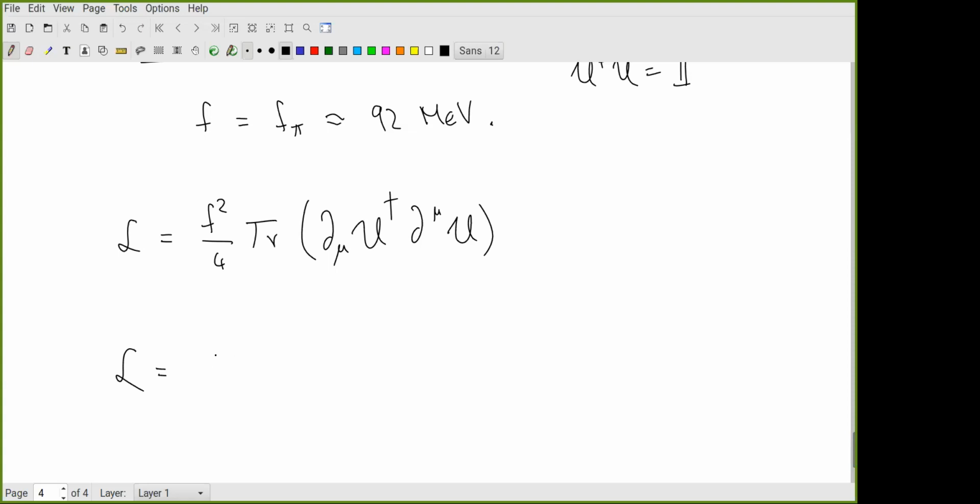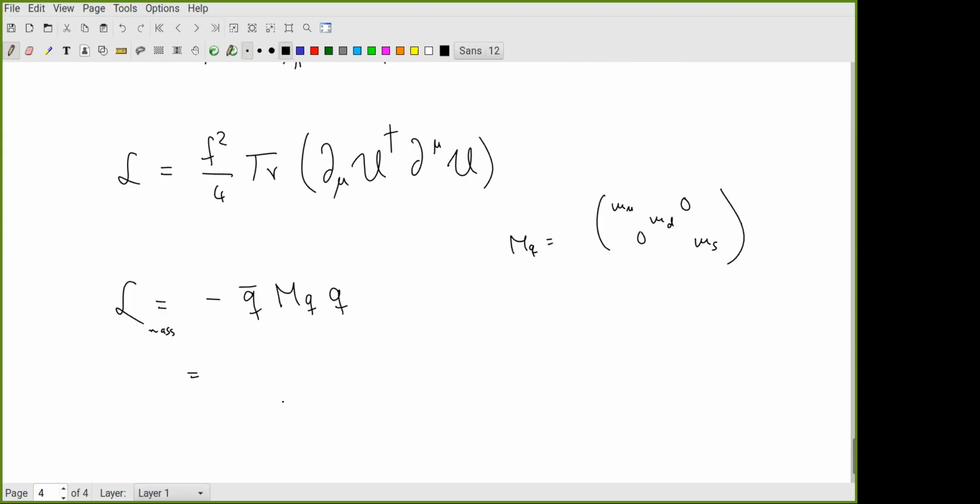So let's go back to the quark picture and write the mass terms. The mass term looks something like this: minus q bar, and then the mass matrix of the quarks, q. So m_q is just m up, m down, m strange, a diagonal matrix. And again, you can split this into left and right-handed fields: minus q bar left, m_q q right, minus q bar right, m_q q left.